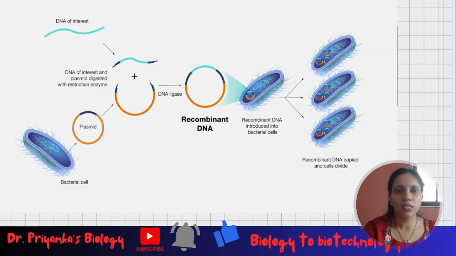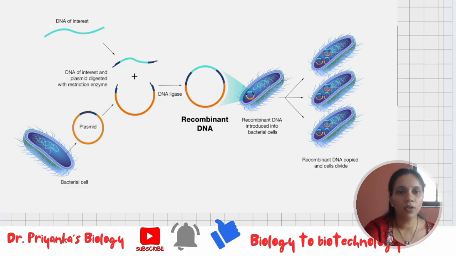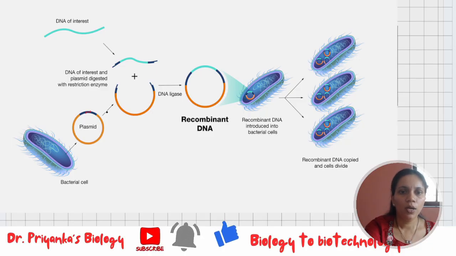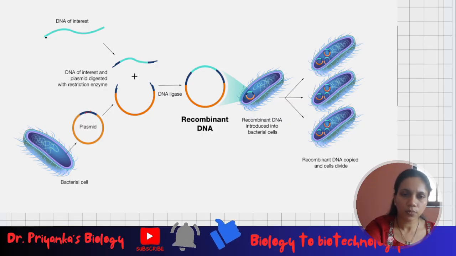All right, now let us see this particular picture. Here we have a piece of DNA. Suppose it is coding for some particular enzyme or some protein. So it is called the gene of interest. Now this is the gene of interest. Here we have the plasmid. This is already cut, it is the required piece of DNA.